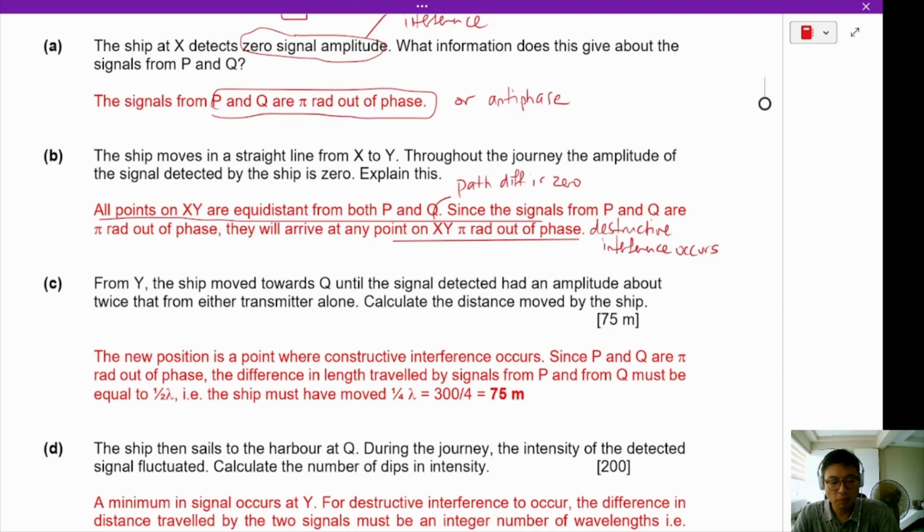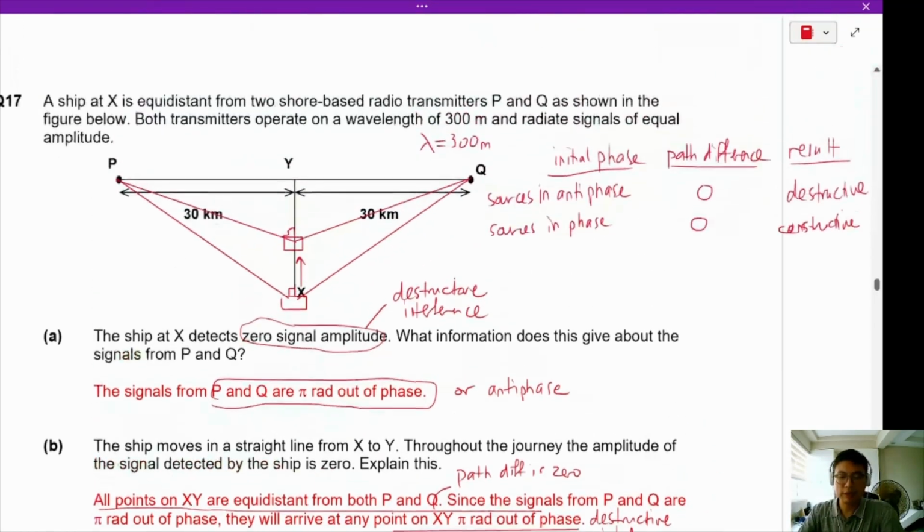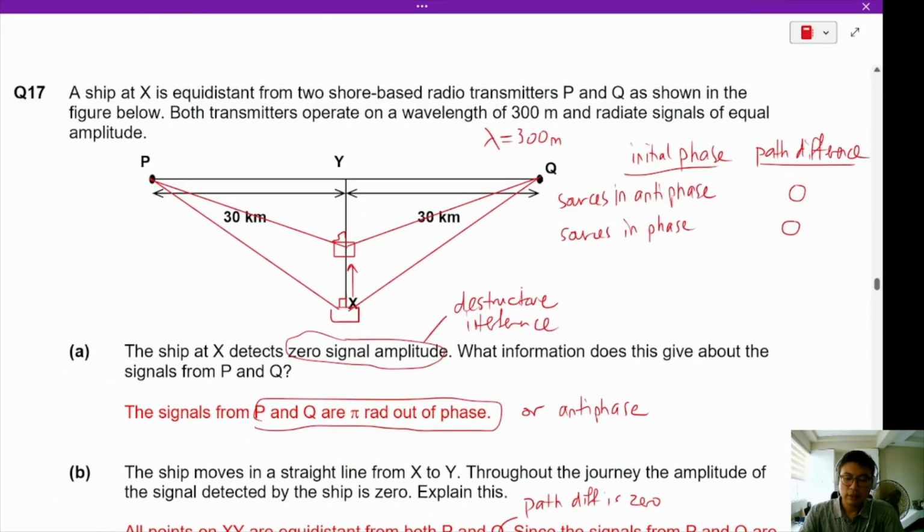Okay, next, from Y, the ship moves towards Q until the signal detected has an amplitude about twice that from either transmitter alone. Now we have to think about what it means by the amplitude being twice. The amplitude is twice means that it's constructive interference. Okay, now before we go any further, let's discuss what kind of a question this is. Now let's take a look at the structure of the question.